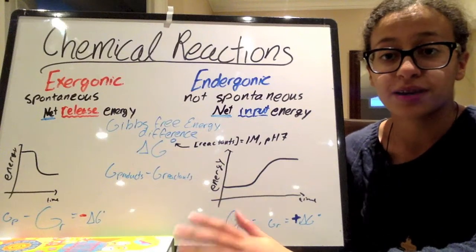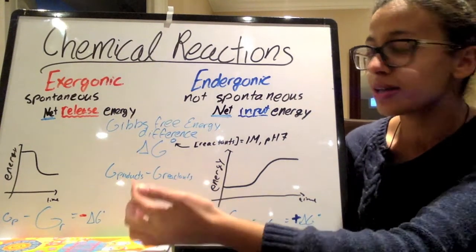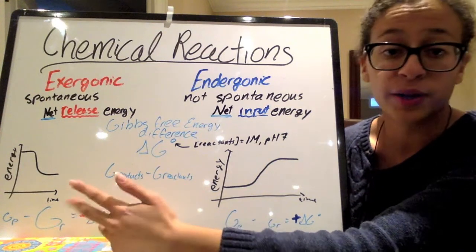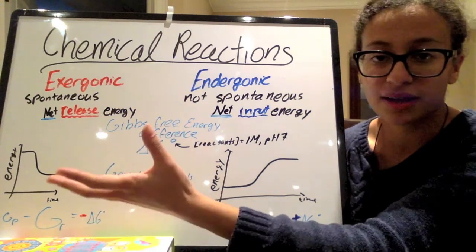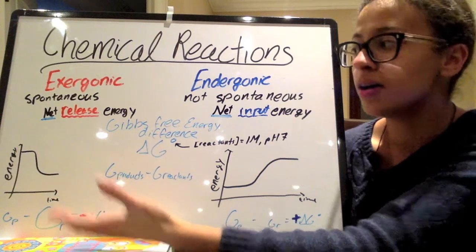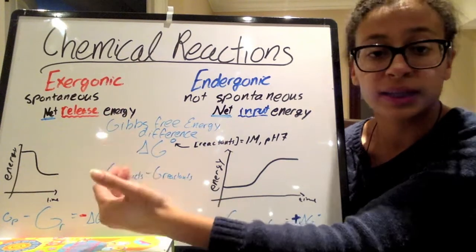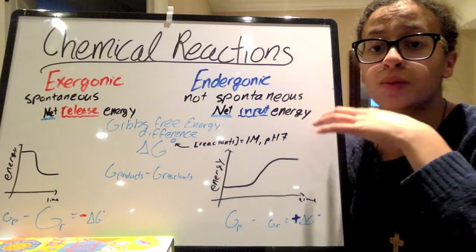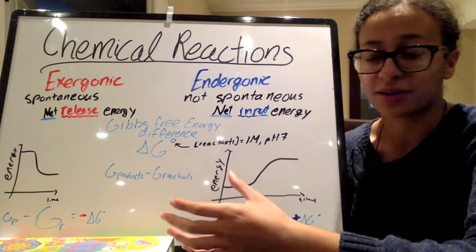So there are two types of chemical reactions, either exergonic or endergonic. The exergonic reactions are spontaneous because they increase the entropy, so they follow the second law, and they have a net release in energy, while endergonic reactions are not spontaneous, so they require a net input in energy.